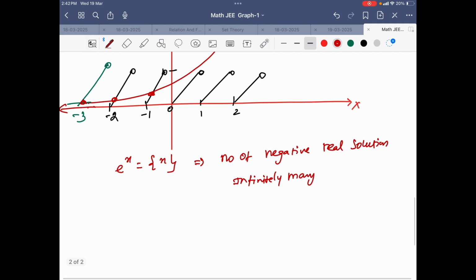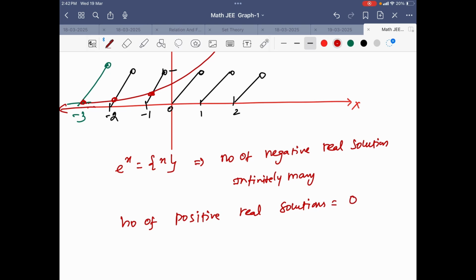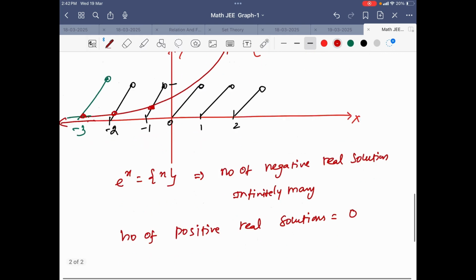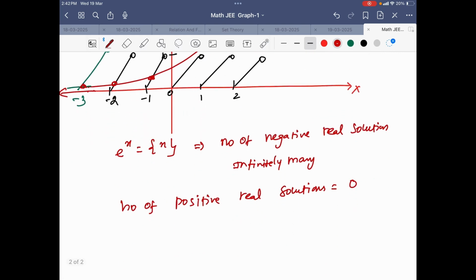But what about the positive real solutions? The number of positive real solutions would be 0. Because you can see in the graph, the fractional part function and the exponential function are not crossing, so there is no intersection in the positive part of the real numbers. Therefore, the number of positive real solutions is 0. Okay, I hope everyone understood these kinds of problems, right?